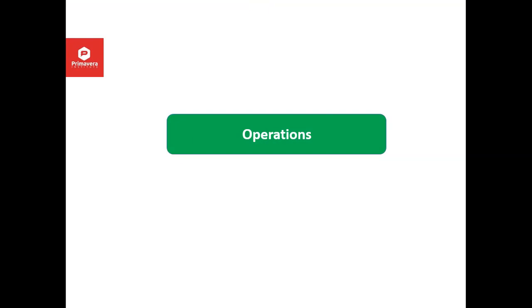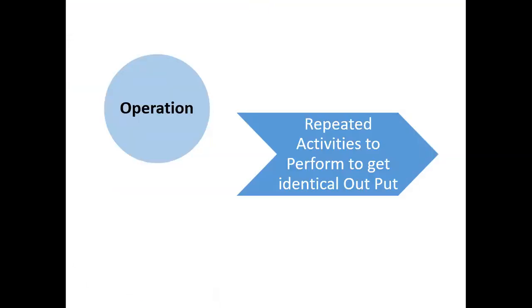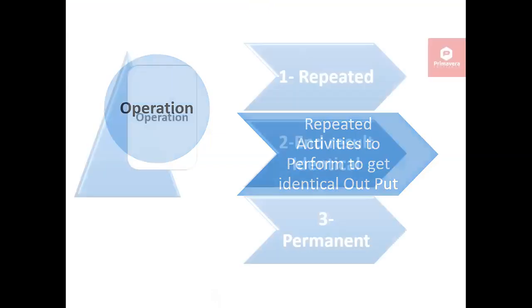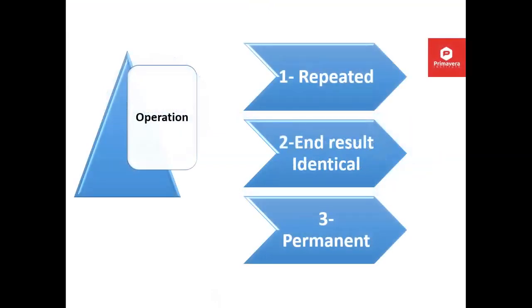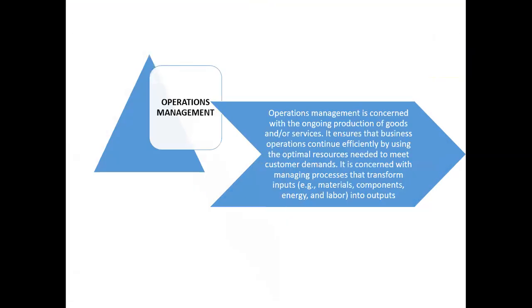A project is the investment phase, and operation is the revenue generation phase. A project involves unique activities, while operation involves repeated activities to get an identical output. The definition of operation: repeated, end result identical, and it is permanent work. And then operation management. What is operation management? Operation management is concerned with the ongoing production of goods or services. It ensures that business operations continue efficiently by using the optimal resources needed to meet customer demands.